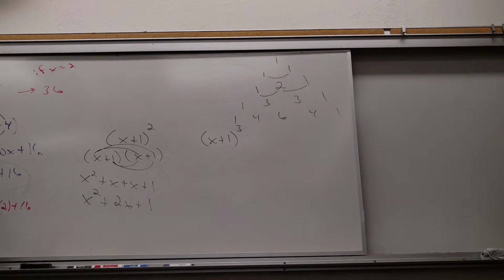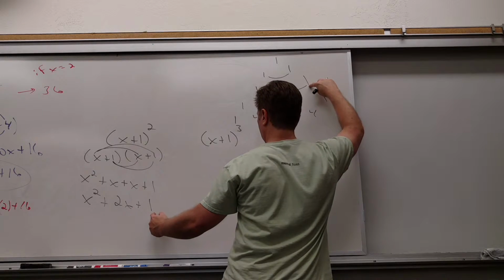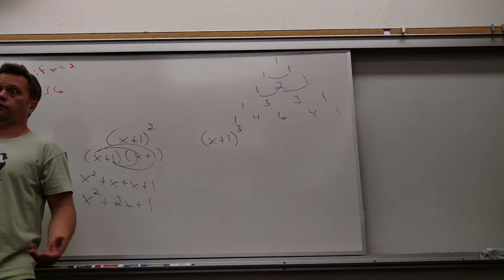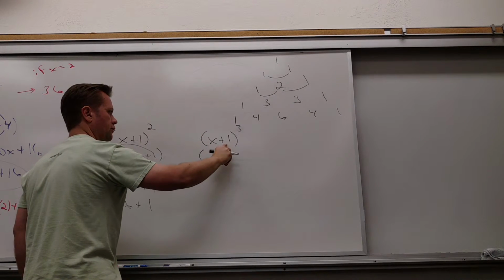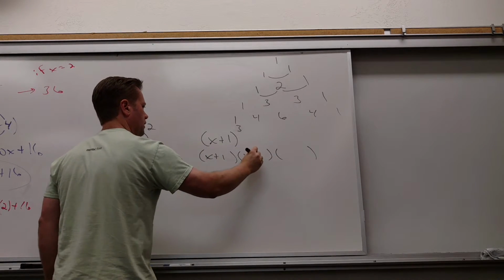Can somebody tell me what all the coefficients are? What's the coefficient here? 1. 1, 2, 1. Okay. Jeff, good point. What did you just say? How do you do this? 3 times. What are you doing? Okay. Everybody see something interesting?